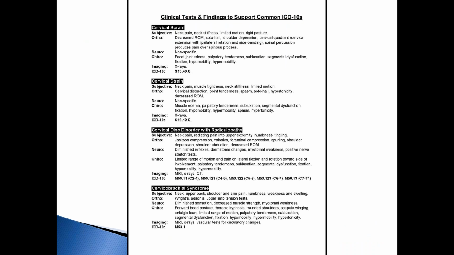Oh yeah, this is a page out of a book that I recommend that gives a nice bunch of very common chiropractic diagnosis codes, and then the affiliated ortho, neuro, and chiro tests to substantiate it. There's another example there at the bottom. If you're going to diagnose a patient with M53.1, that's cervicobrachial syndrome, do Wright's, do Adson's, check some reflexes, look for weakness in muscles. Does the patient have forward head posture, rounded shoulders, scapular winging?